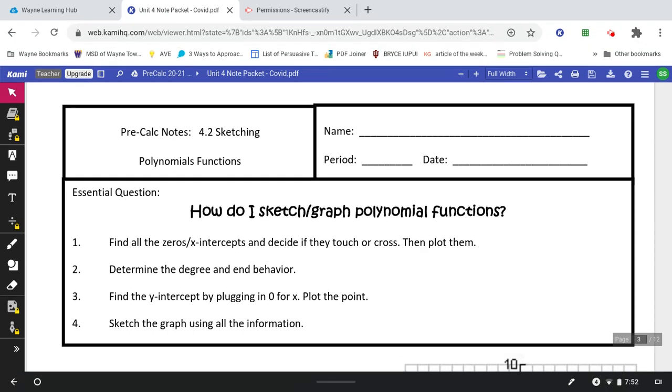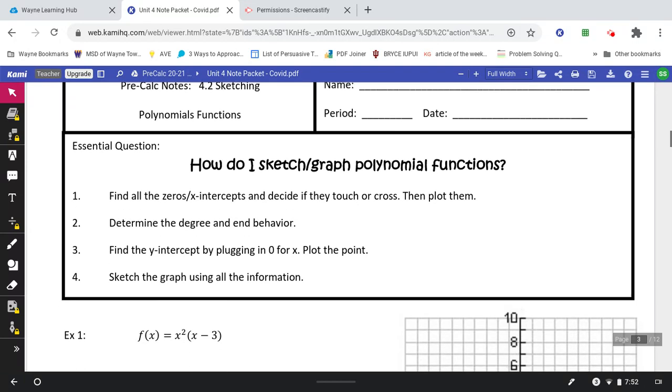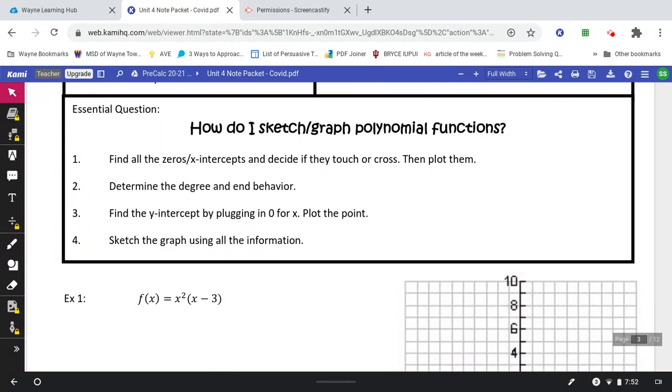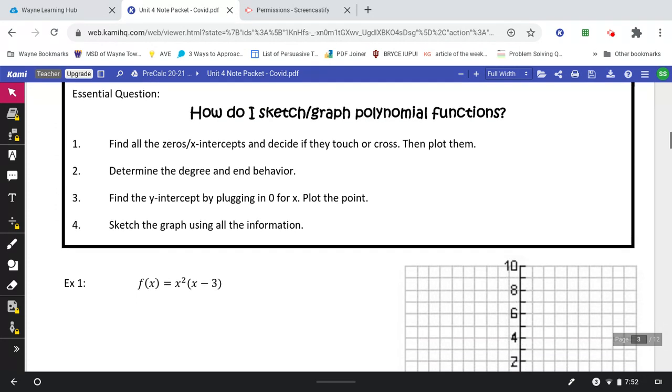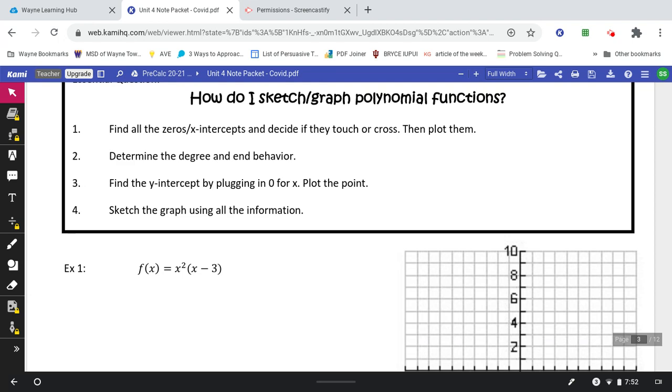These are the 4.2 notes for pre-calc. We are going to be sketching, graphing the polynomial functions that we talked about yesterday. So you have 4 steps at the top, and we're just going to follow each of these 4 steps as we graph. So the first step says to find all the zeros or the x-intercepts and decide if they touch or cross. So if you need a refresher on that, pull out your 4.1 notes.